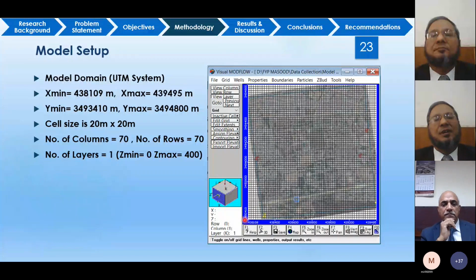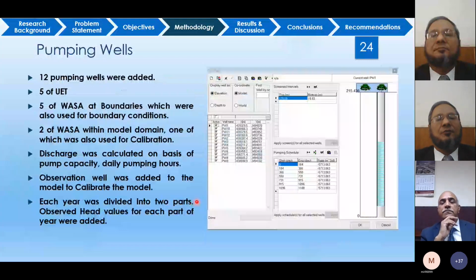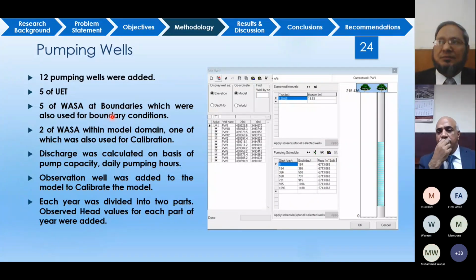So there were 12 pumping wells which were used for this simulation. 5 wells were in UET and 5 of WASA, which were at the boundaries of our area, and 2 of WASA within the model domain. And then, as we know the duration of the pumping and the pumping capacity, from that the pumping rates were computed.